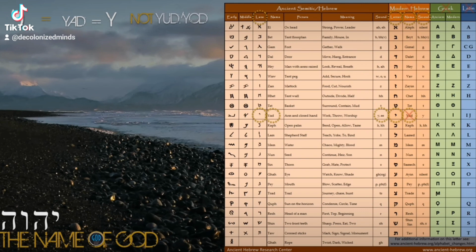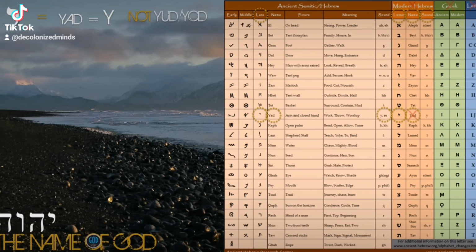So notice it's not J. Do you see J on this chart? Look up and down the chart. Do you see any letters in the Hebrew sections? Look in the ancient Hebrew, go all the way down. Do you see a J? Do you see anything that produces a J sound? No. Look in the modern. Do you see a J? No. Anything that produces a J sound? No. There is no J in ancient Hebrew.